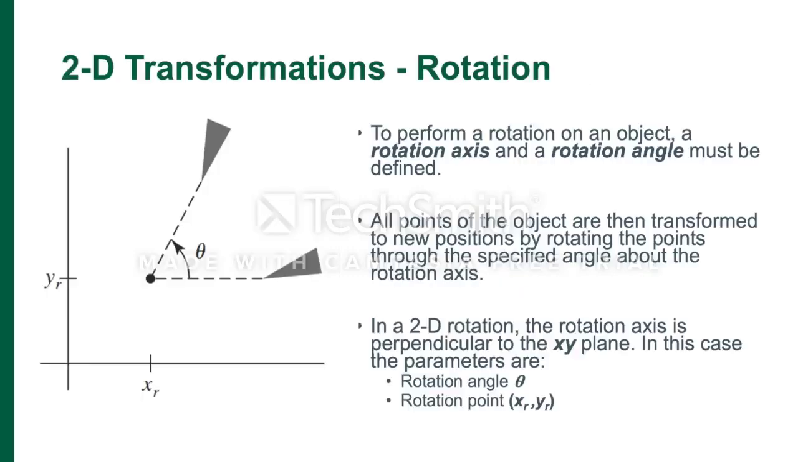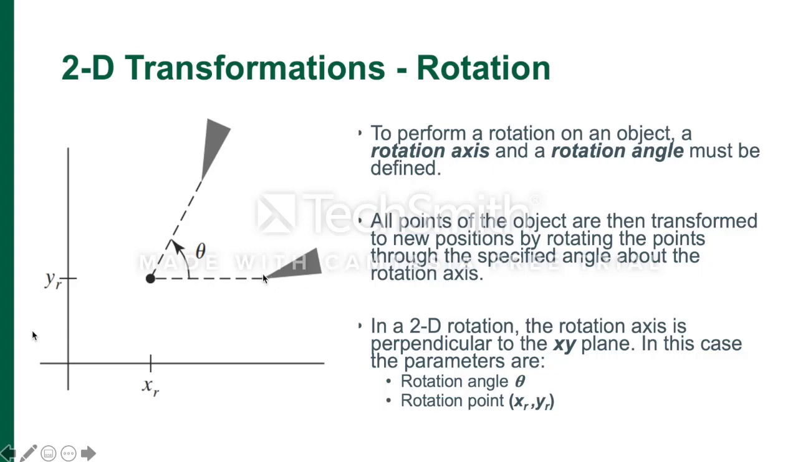Rotation. To perform a rotation over an object, a rotation axis and a rotation angle must be defined. All the points of the object are then transformed to new positions by rotating the points through the specific angle about the rotation axis. In this case, the rotation axis is this dot, and theta is the angle to be rotated.